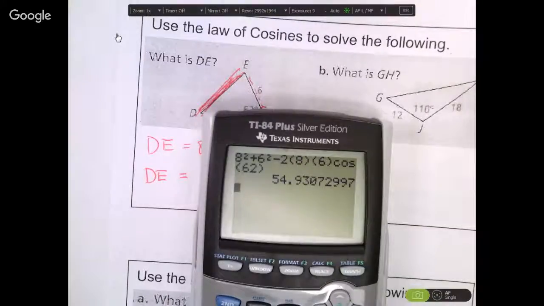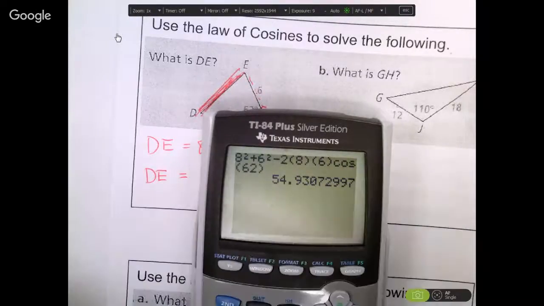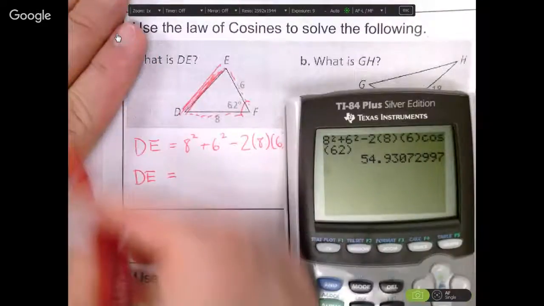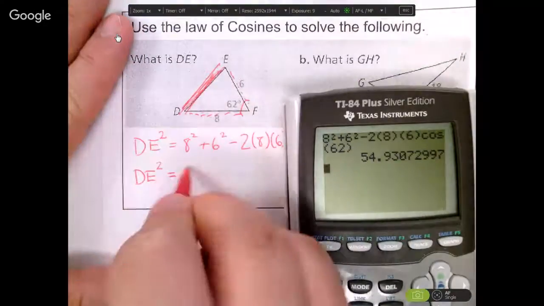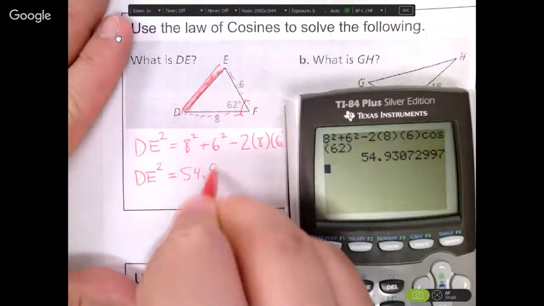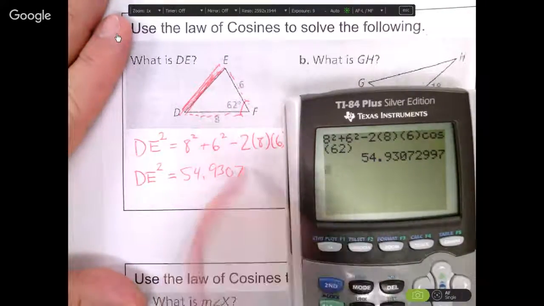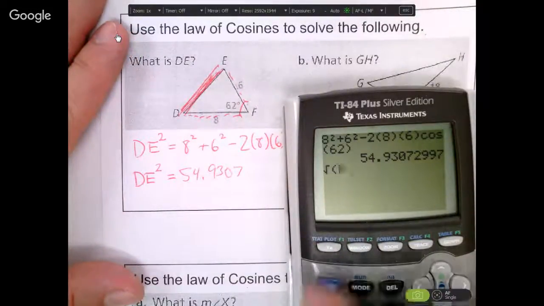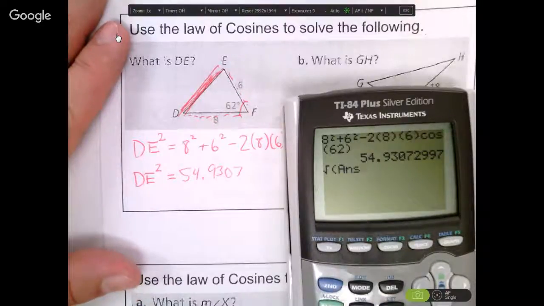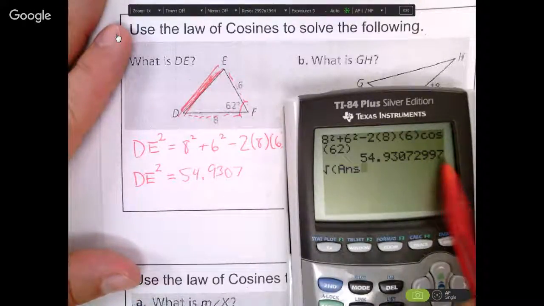Now I want to point something out that is not quite right. So the formula does not say that this is what DE equals. It says DE squared. So we have to radicalize that. So this is squared. I can keep this as squared and say that that's 54.9307. And better than rewriting this in is just going second, square root, second answer. That gives me all the digits, even past here.